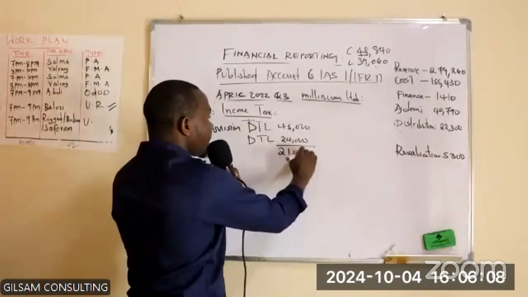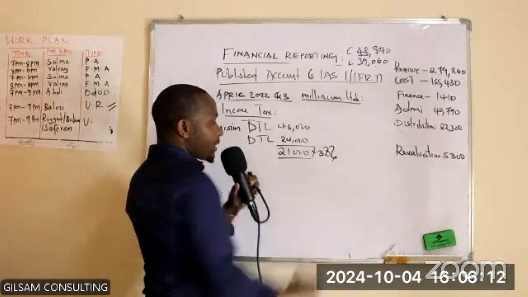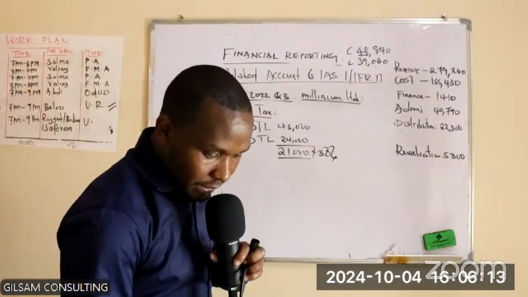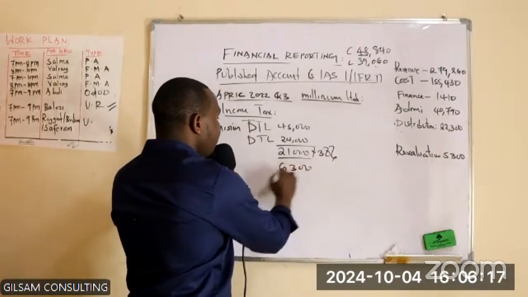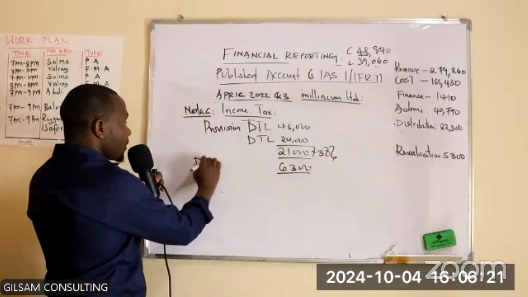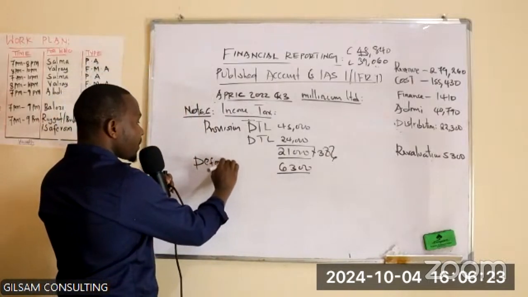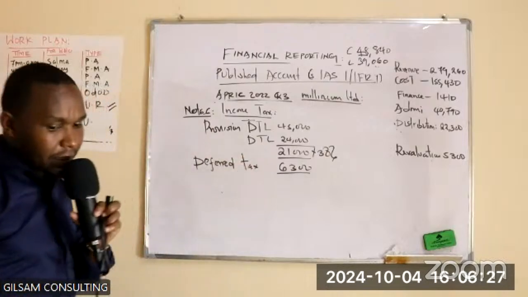We get 2,100. From here, we take 30%. We take 30% times 30. We get 63. So this is our deferred tax.